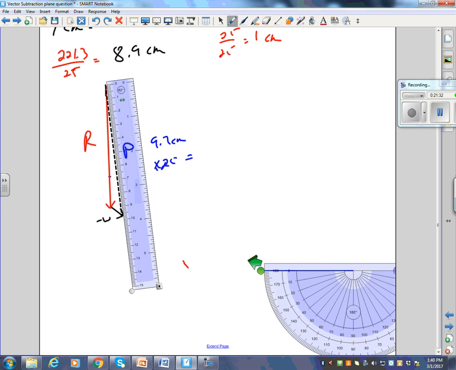So 9.7 times 25, 242.5. That's going to be kilometers per hour. Oh, yeah, that's fine. It's plus or minus 3 millimeters. Okay, now I got to measure with the protractor.